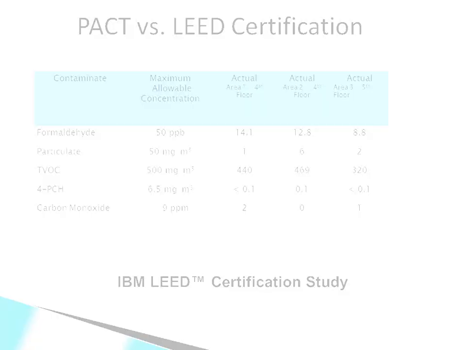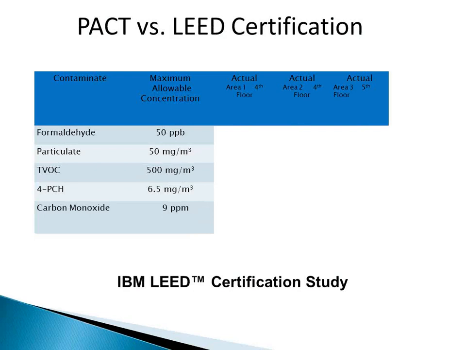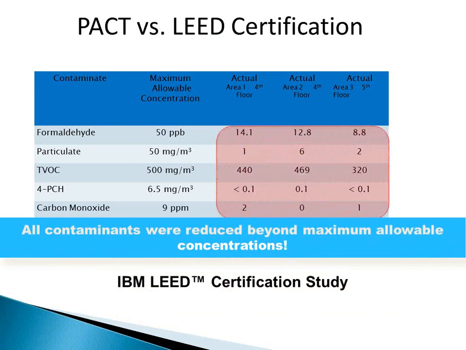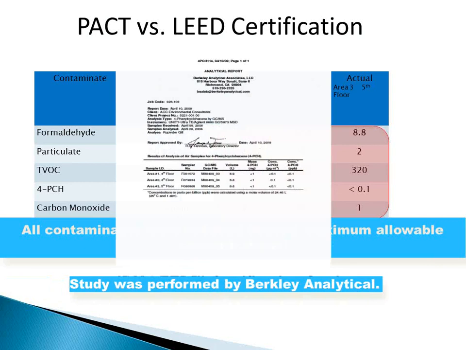Lead certification, with lead certification, you have to flush out the VOCs. What they did is they used 3 or 4 portable units, and you can see what happened is that all the contaminants were reduced after these portable units were put in. And this happened to be an IBM facility in the summertime, and for 2 weeks of flushing it, they didn't have to send in all that outside air, so they saved quite a bit of energy. And just so you think that this wasn't done by their own personnel, this study was done by Berkeley Analytics.